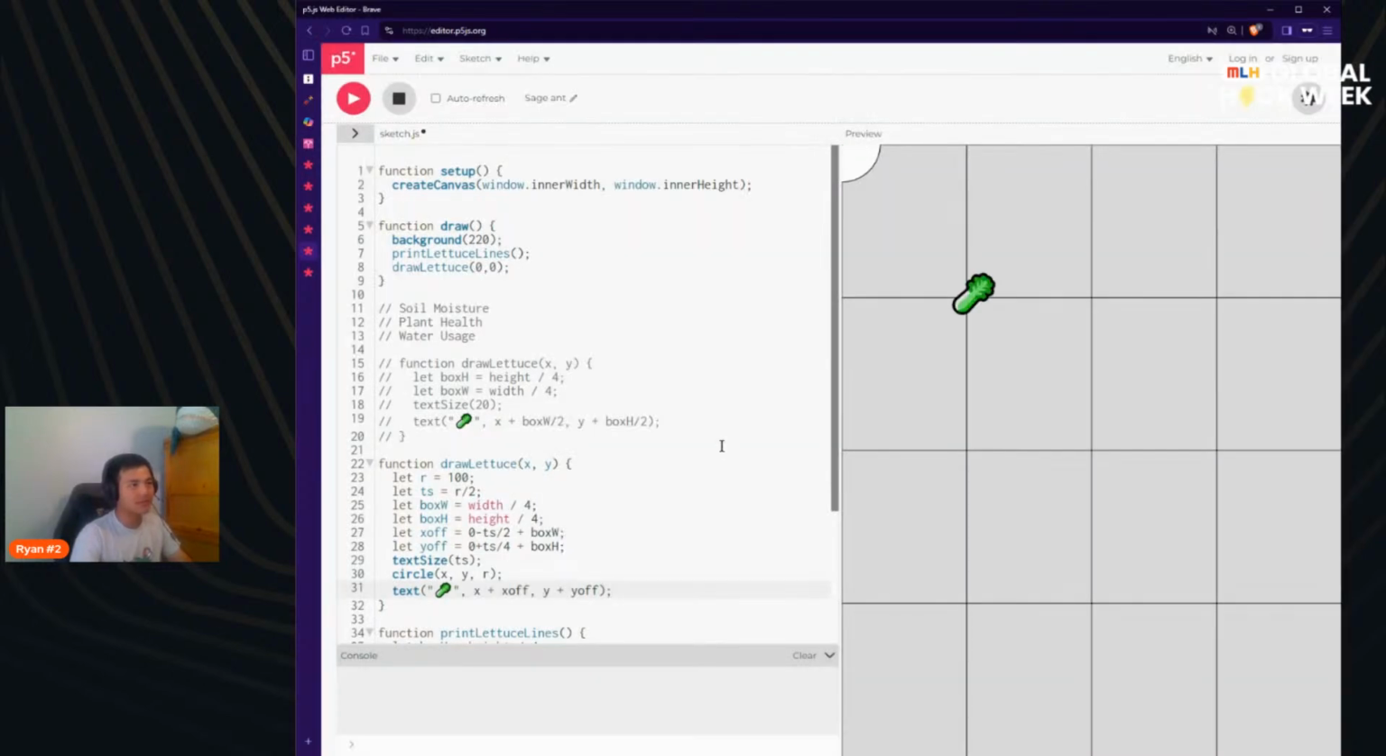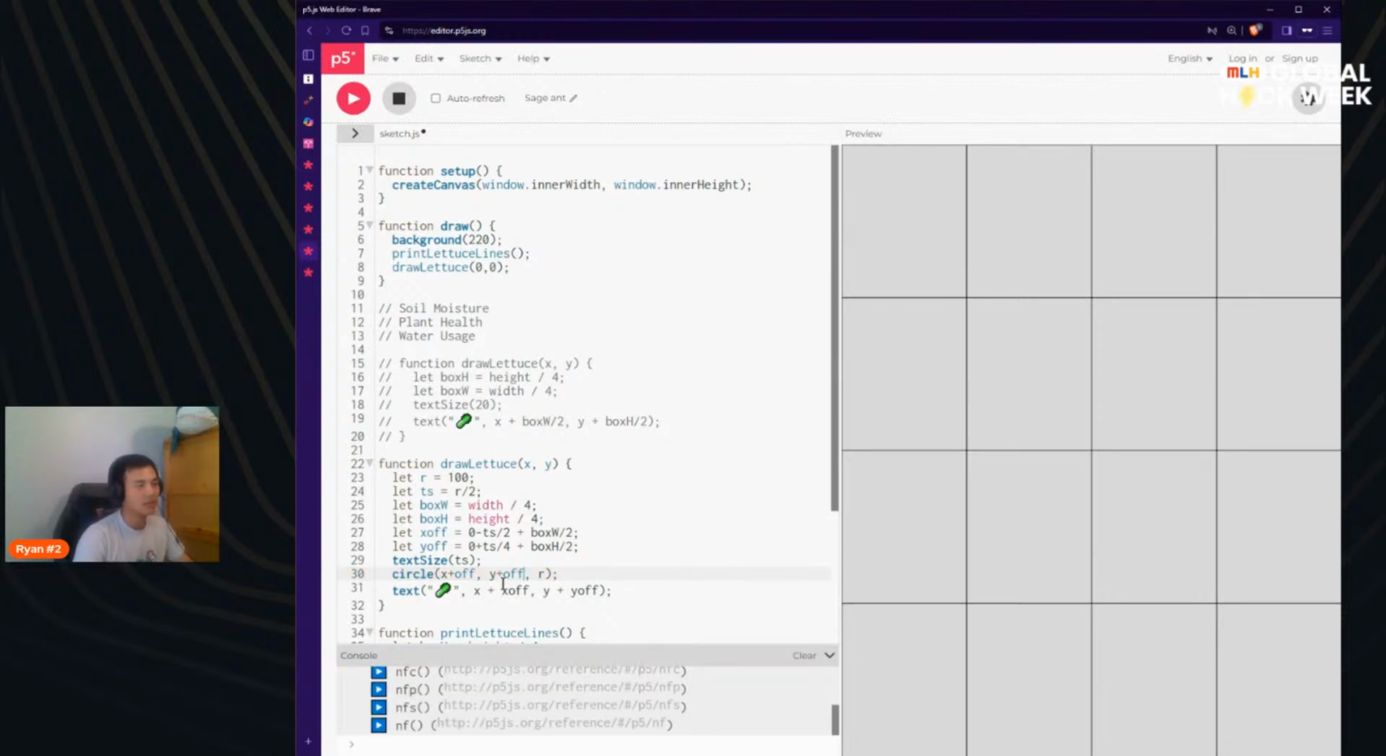Okay, cool. I think that is a bit too much. Oh right, we forgot to divide this by 2. Okay, there we go. Now we've got the lettuce in the middle. The circle's not moving because we didn't add the offset here. Ah, right. Well, honestly, we don't really need a circle.